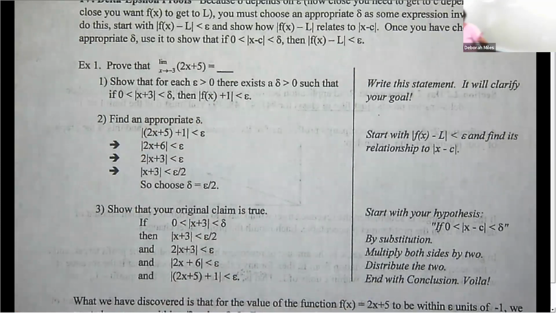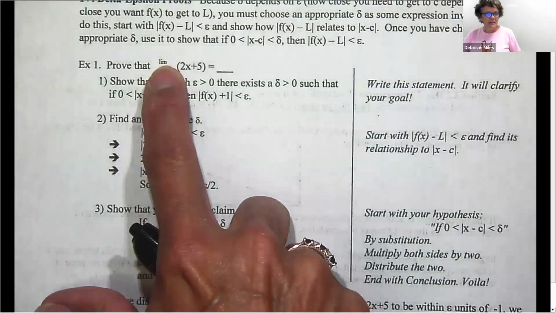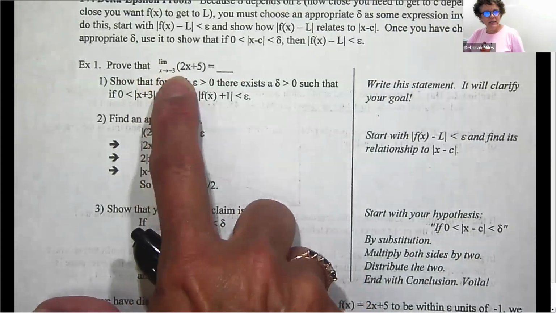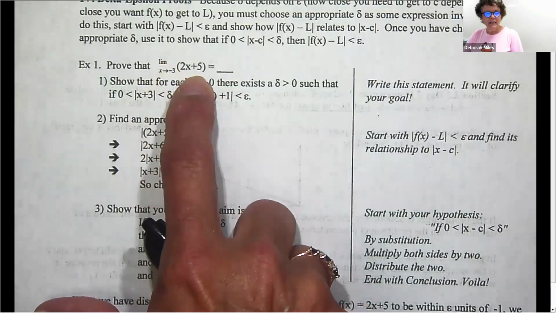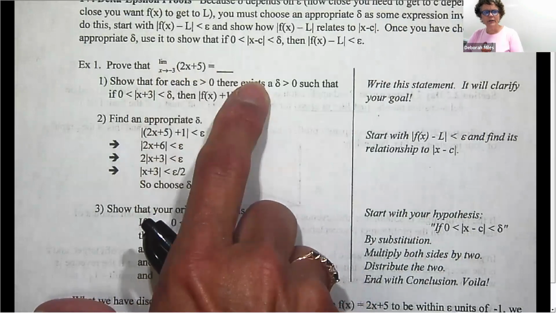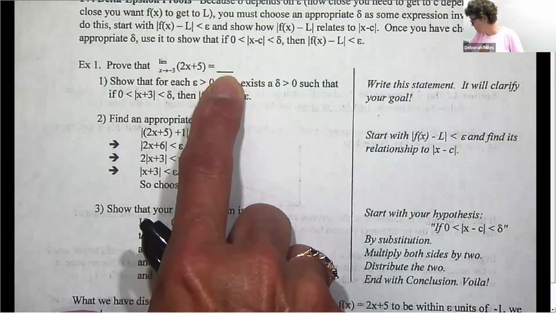All right, so first proof I typed out for you. I typed all of it for you so you could just listen. I know it's hard to listen and write at the same time. So just listen to this one. Prove that the limit as x approaches -3 of 2x plus 5 equals, and in the homework, you actually have to find the limit and then prove it is what you said it is.